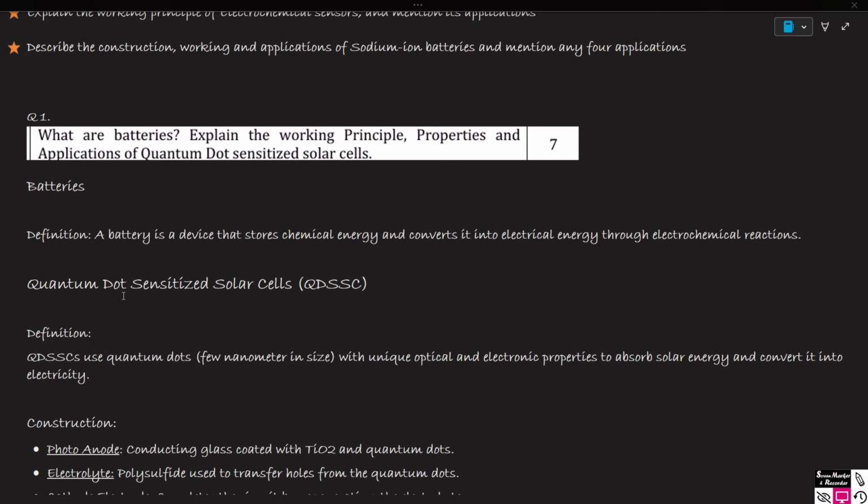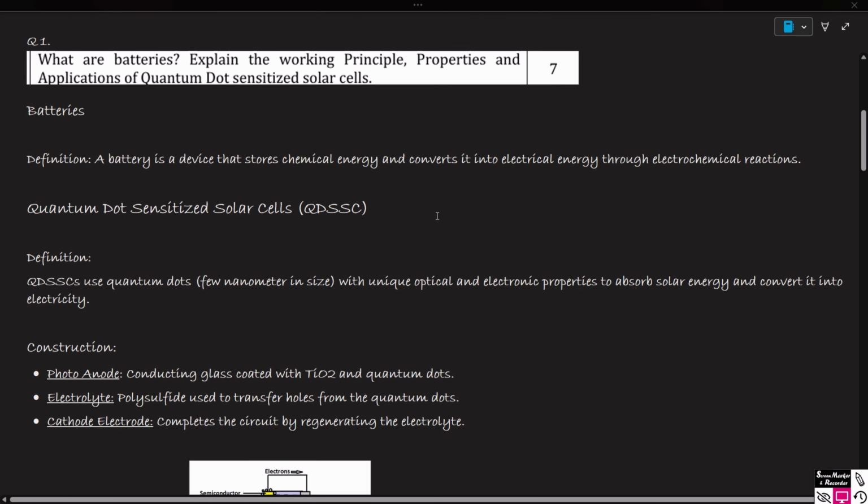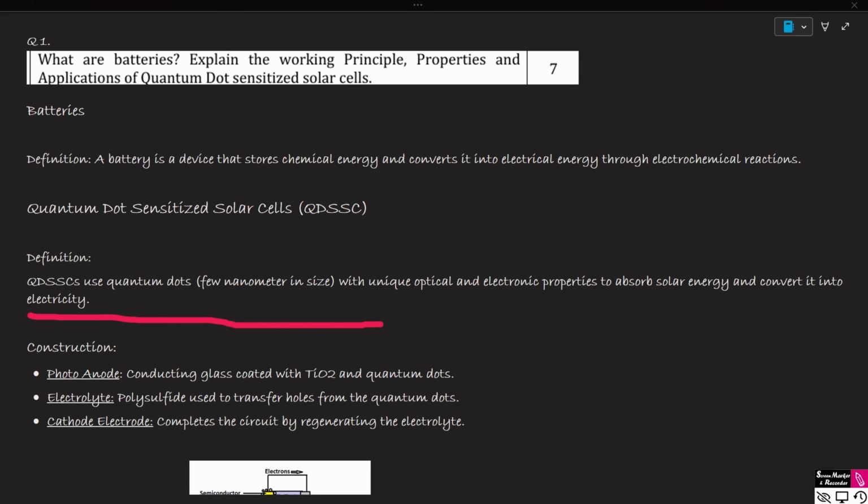Okay, so quantum dot sensitized solar cells, also known as QDSSC in short form. The definition: this device uses quantum dots, a few nanometers in size, with unique optical and electronic properties, which absorb solar energy and convert it into electrical energy. So basically this is a device that converts solar energy into electrical energy, as we have seen in many of the farms. Okay, so here they are asking for construction, properties and principle.